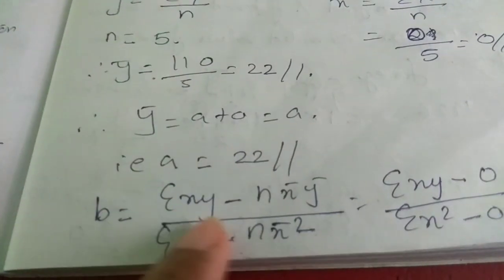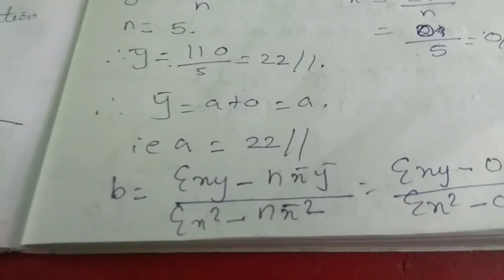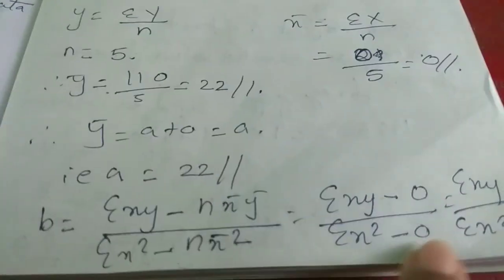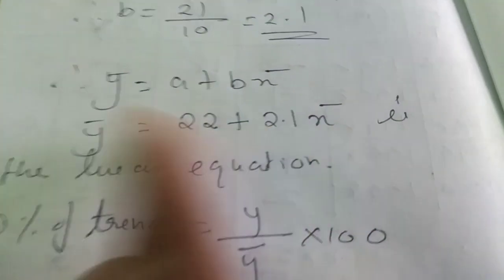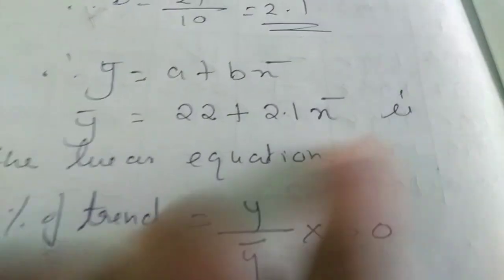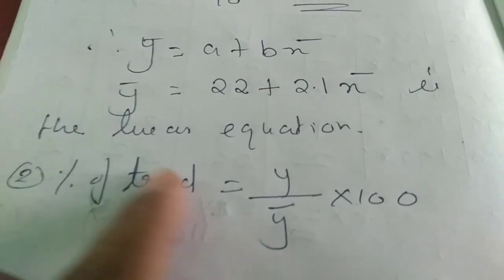B equal to sigma xy minus n x bar y bar by sigma x square minus n x bar square. Put x bar as 0, so we get sigma xy by sigma x square, and b equal to 2.1. Substitute this in y equal to a plus bx. We get the equation as y equal to 22 plus 2.1 x. This is the linear equation.